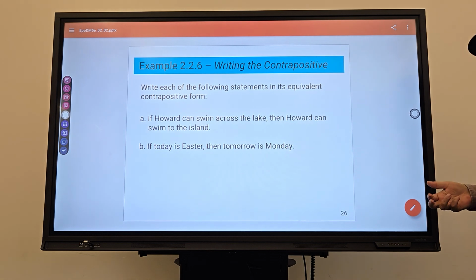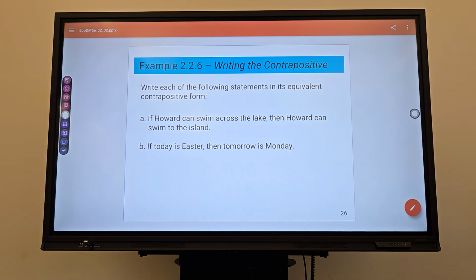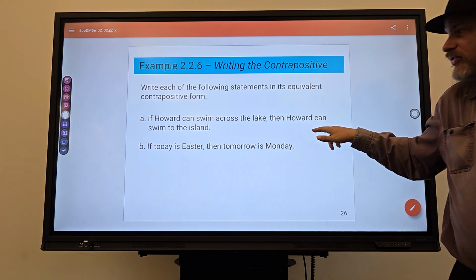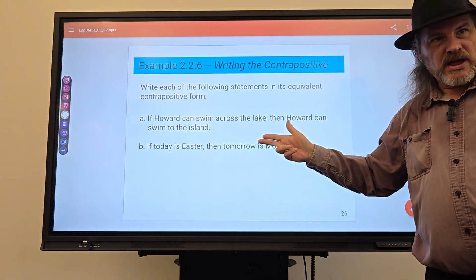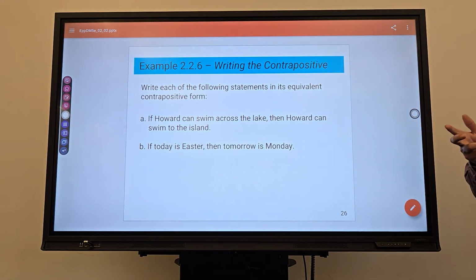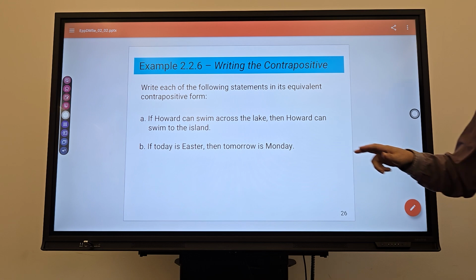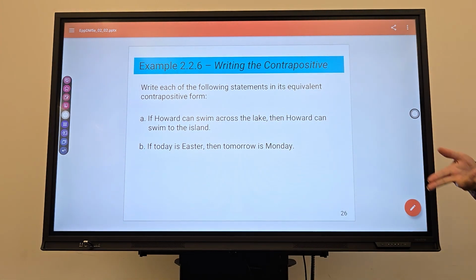You can use these two examples. If Howard can swim across the lake, then Howard can swim to the island. Makes sense because the island isn't all the way across the lake. If you can swim all the way across the lake, then you can obviously get to the island. The contrapositive is if Howard cannot swim to the island, negate the second, then he cannot swim across the lake. He can't even make it to the island. He obviously can't make it to the other side of the lake. Intuitively, it makes sense.